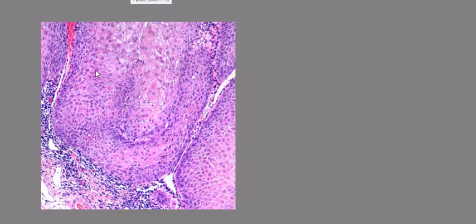Example of verrucous squamous cell carcinoma. There will be elongation of the rete ridges, and it's well differentiated, there will be no pleomorphism or mitosis, and the pushing margins, and there are reactive lymphocytes in the lamina propria.